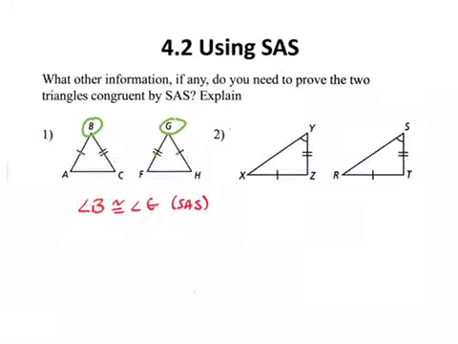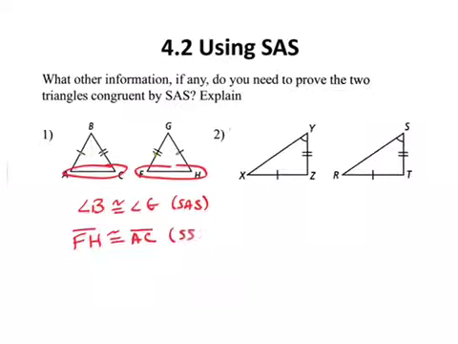But let's say we didn't want to use side angle side. What else could we do? Well, we could also then look and see about finding AC congruent to FH. So if we can prove that FH is congruent to AC, we could then use side, side, side congruence. So it depends on which one you want to use.